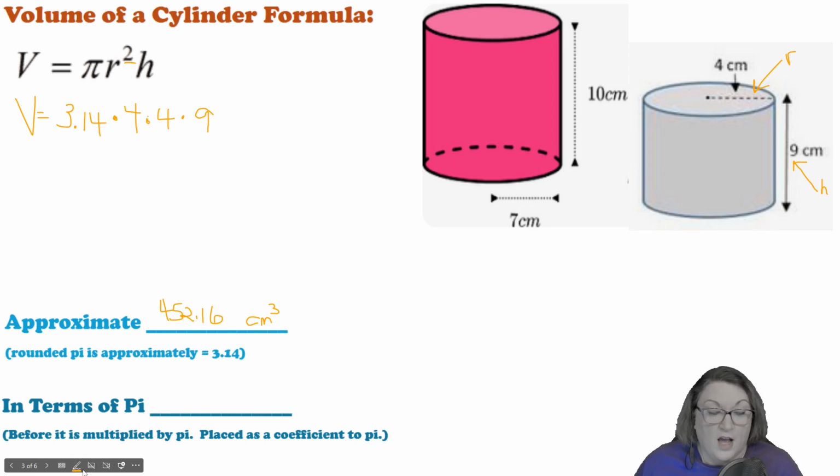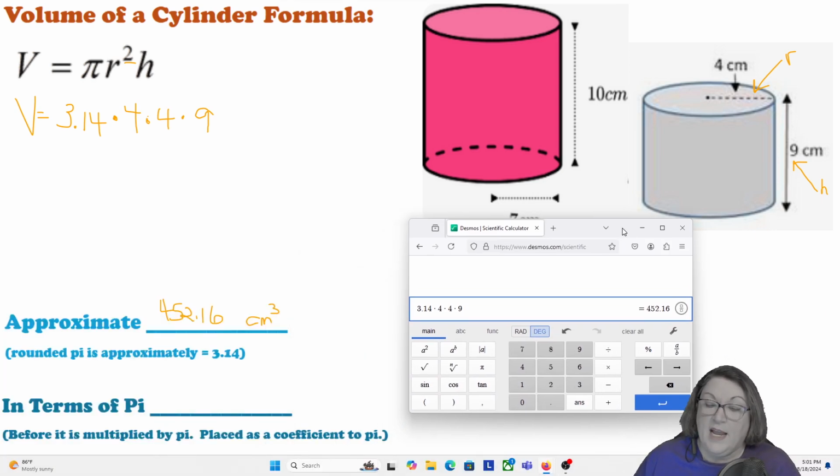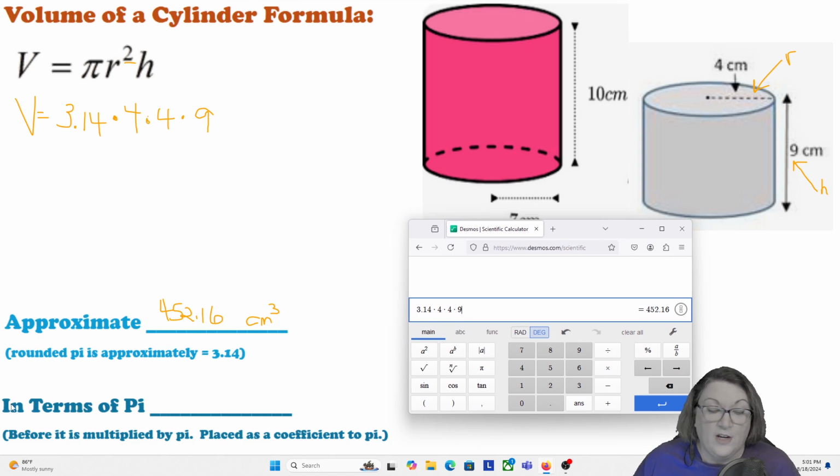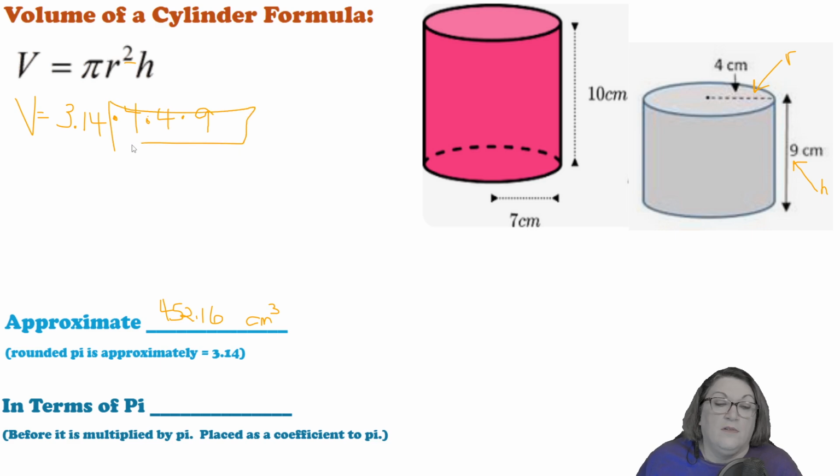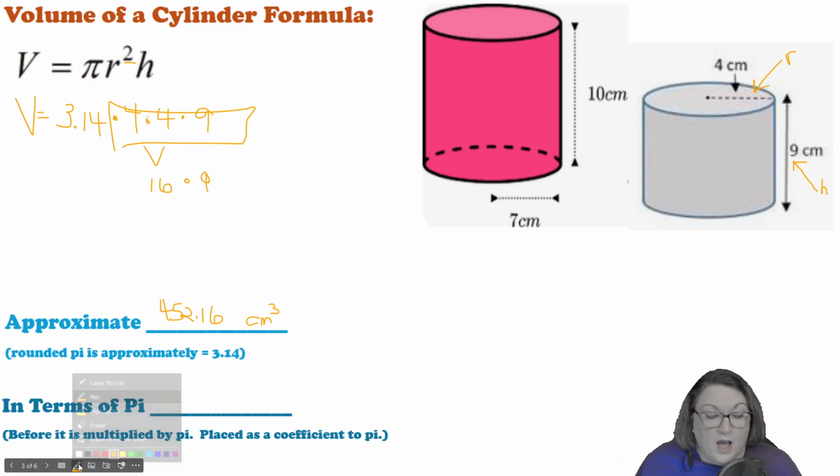Okay. Now, this is our approximate answer, right? So if we're trying to find our answer in terms of pi, just erase that pi part, the 3.14 part, and you're going to get 144, which is just this part right here, right? Because 4 times 4 is 16, and 16 times 9 is 144.